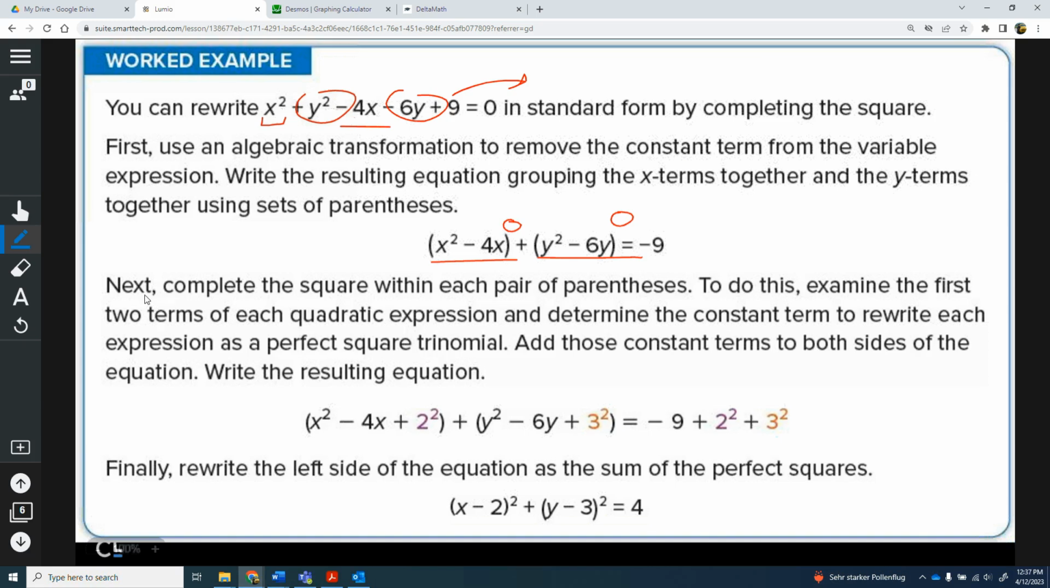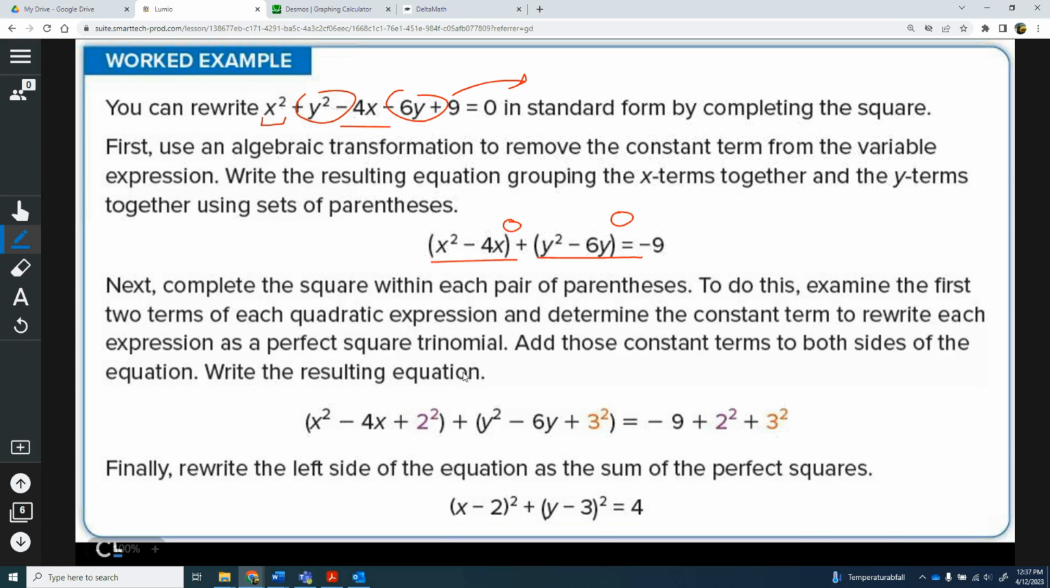So next, complete the square within each pair of parentheses. So we do this twice. To do this, examine the first 2 terms of each quadratic expression and determine the constant term to rewrite each expression as a perfect square trinomial. Add those constant terms to both sides of the equation.